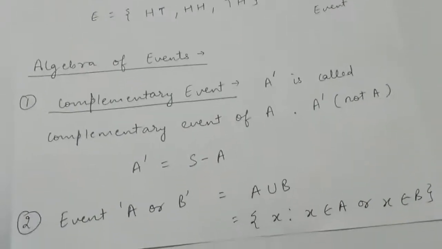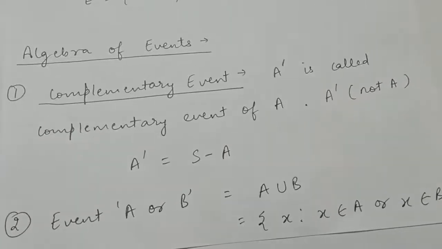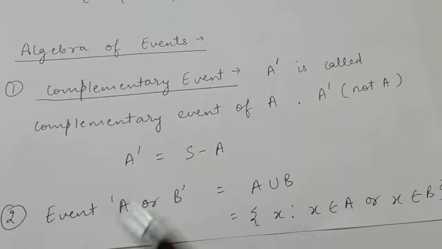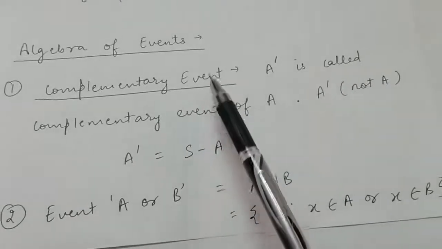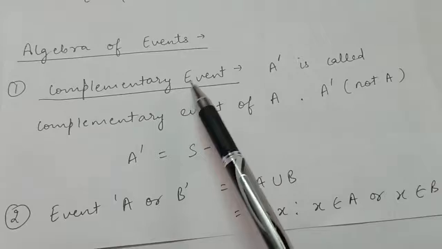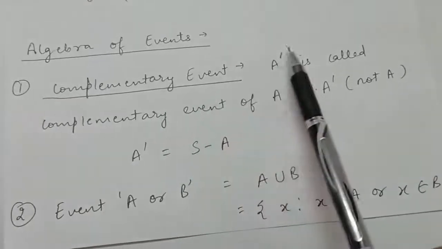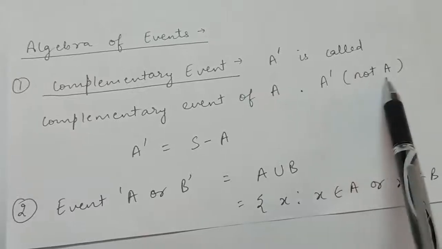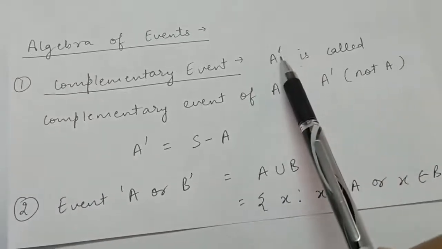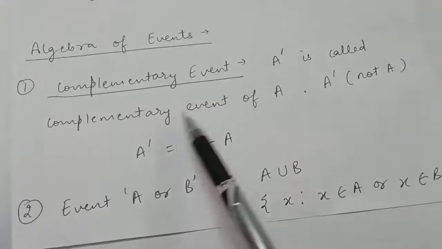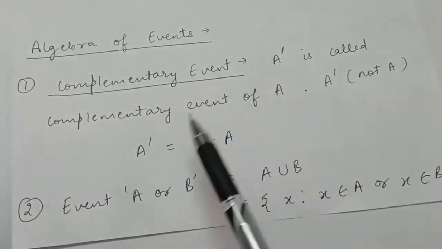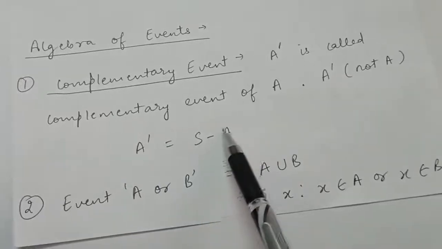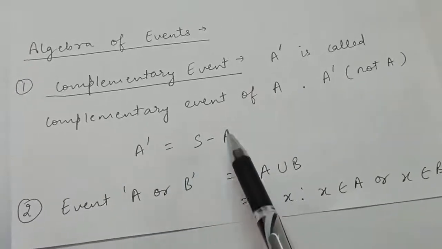Now there is some algebra of events. First is the complementary event. We have discussed all these as sets in the first chapter, right? You know what a complementary set is. This is known as A complement and also called not A. So this A dash is known as the complementary event of A. It includes those elements which are in the sample space but not in the set A, right?